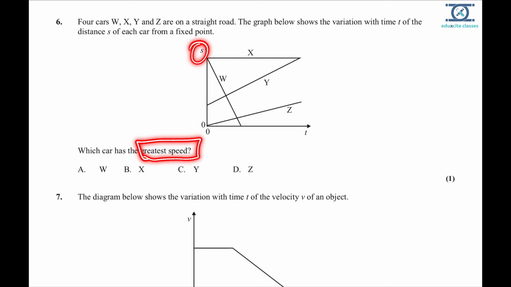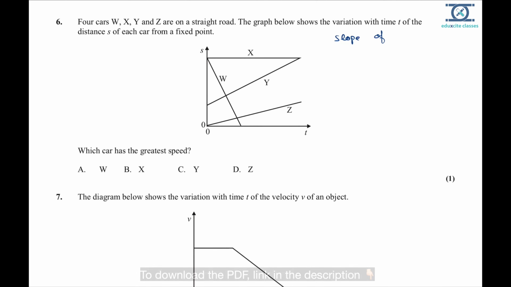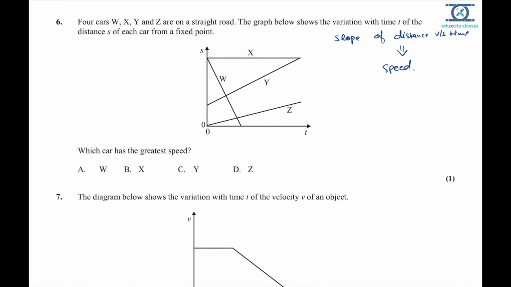Again, it is a distance versus time graph. So the slope of distance versus time gives you what? It gives us the speed. We are not taking the positive or negative, we just take the magnitude of the slope. So there is no change for X, so X has speed 0.